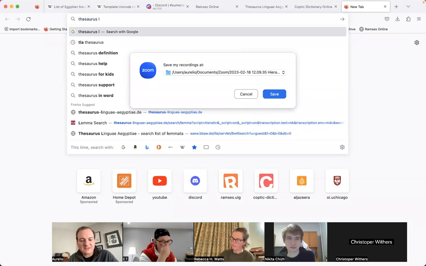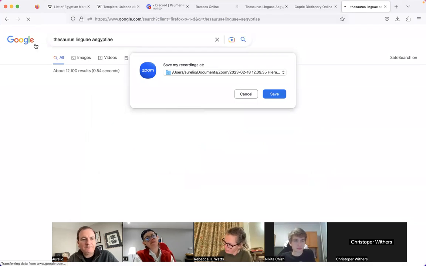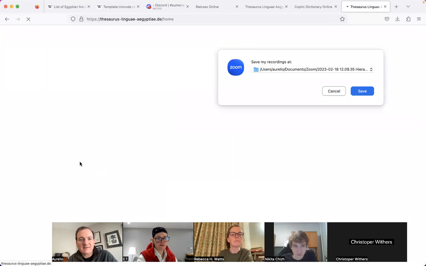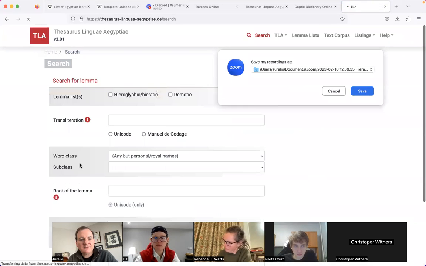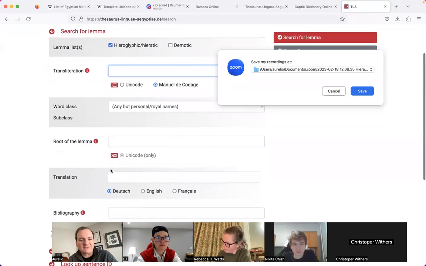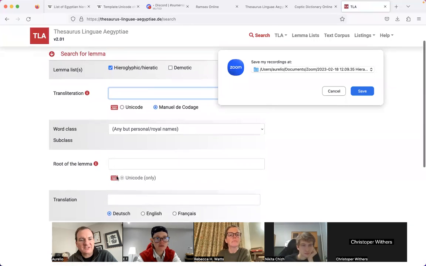Thesaurus Linguae Aegyptiae. And there are 2 versions. There is the old one, the one that starts with the weird AAEW whatnot, and there's the new one. The new one has a much nicer interface where you can just type your word in hieroglyphs or in translation and then look it up and also find related words and whatnot.